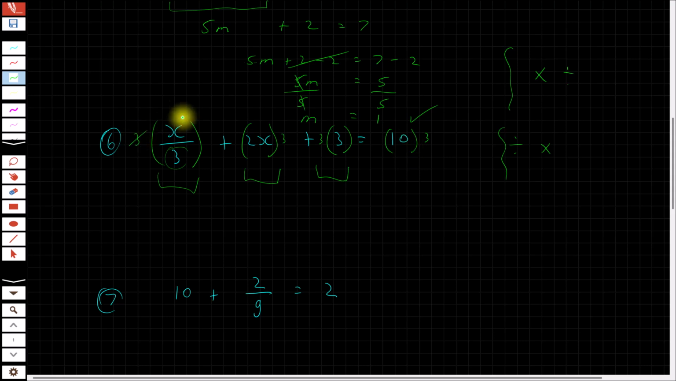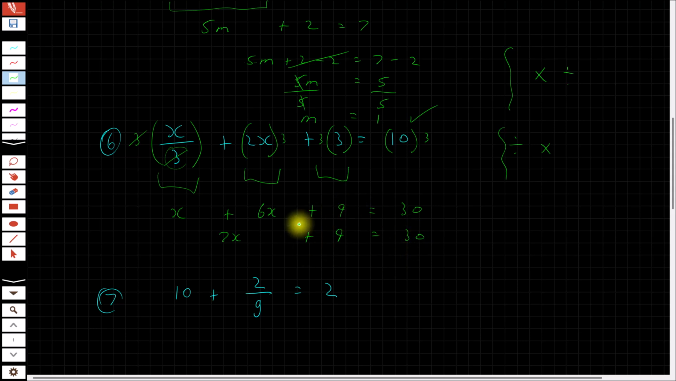So this will cancel out with that, will leave us with x plus 3 times 2x is 6x plus 3 times 3 is 9 equals 3 times 10 is 30. We can see we've simplified the equation a little bit by getting rid of that 3 in the denominator. Now we can join like terms. x plus 6x is 7x plus 9 equals 30.